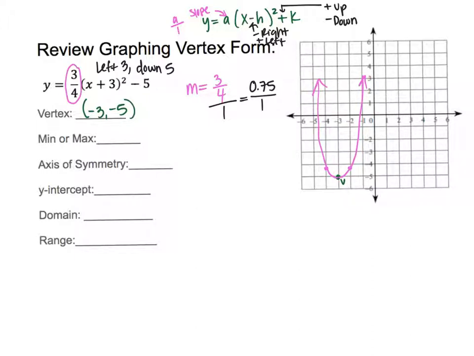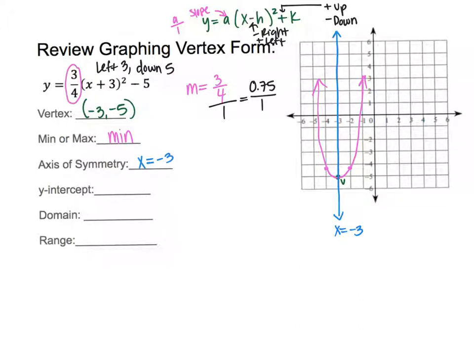When you do this, notice how your vertex is a minimum. It's the lowest point on this curve. So we have a minimum. The axis of symmetry, well, it looks like it goes through x equals -3. That's where your parabola cuts in half. So make sure that when you draw your line, you're cutting through the x-axis. That's why it's x equals -3.